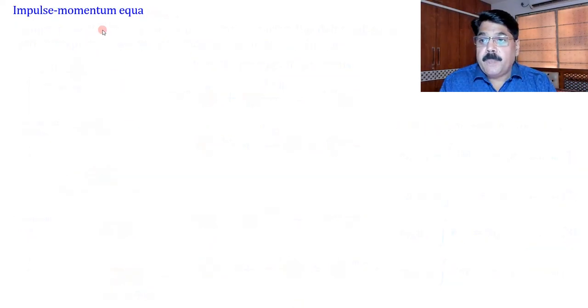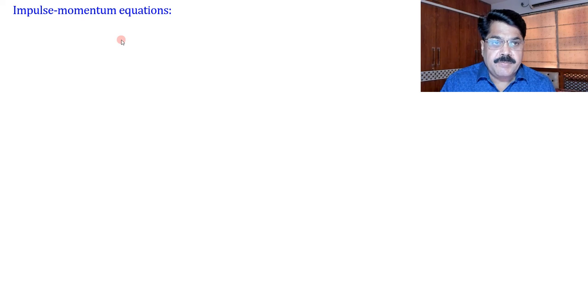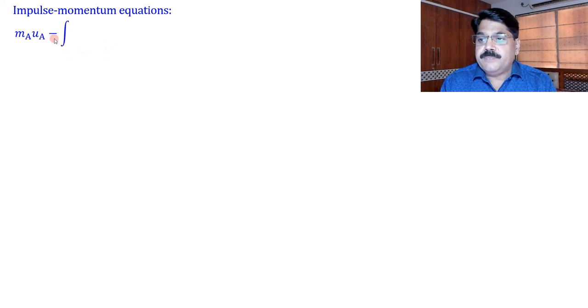Impulse momentum equations. We write all the 4 equations for reference. That is 2 equations for the process of deformation, one for the ball A and the other for ball B, and the next 2 equations for the process of restitution, one for the ball A and the other for the ball B. Let us see. MAUA minus ∫D dt is equal to MAU. Equation 1, that is the impulse momentum equation for the process of deformation on the ball A.